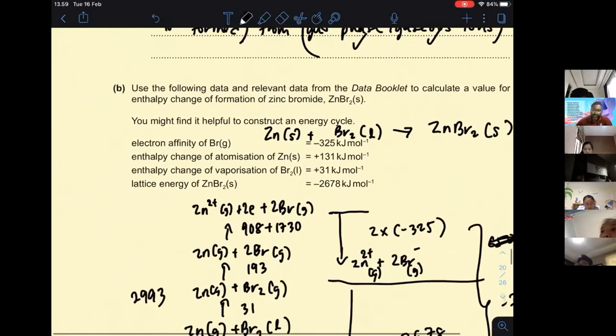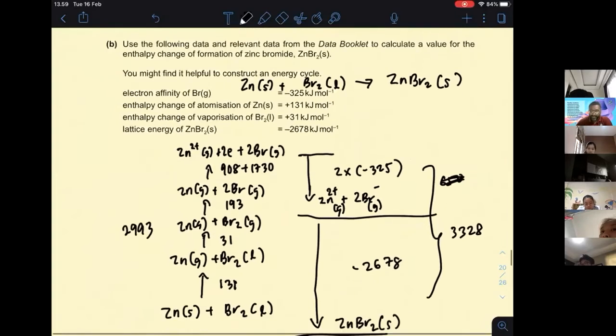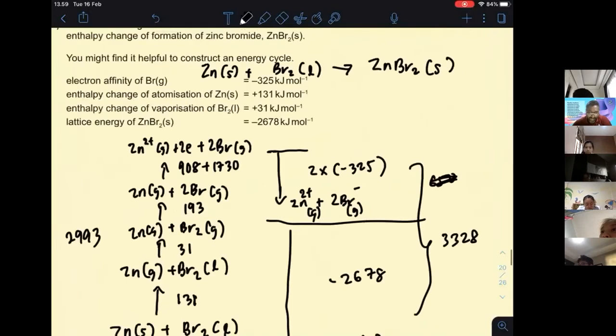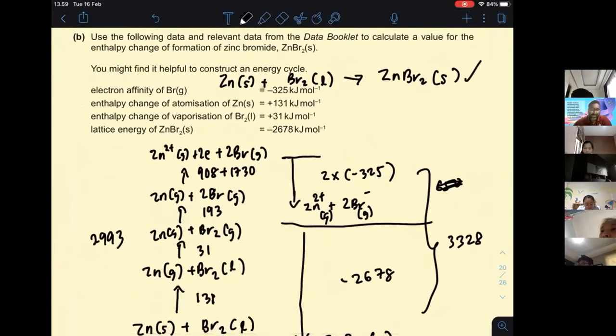Now use the following data and relevant data I have calculated for you to calculate a value of enthalpy change of formation. If you want to calculate the enthalpy change of formation, the first thing is to write the formation equation. So I wrote the formation equation: ZnBr2 solid. It must be formed from zinc. Formation means you form from its standard condition. So zinc is always in solid form, Br2 is in liquid form. So it must be something like this.